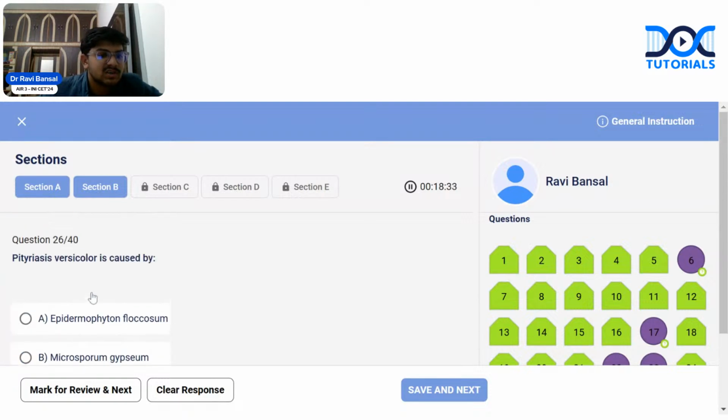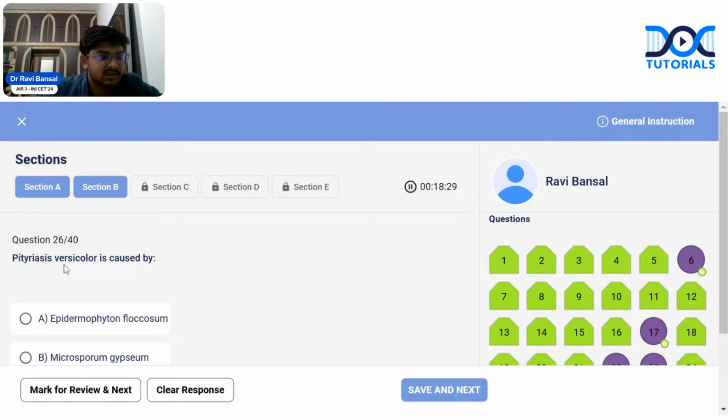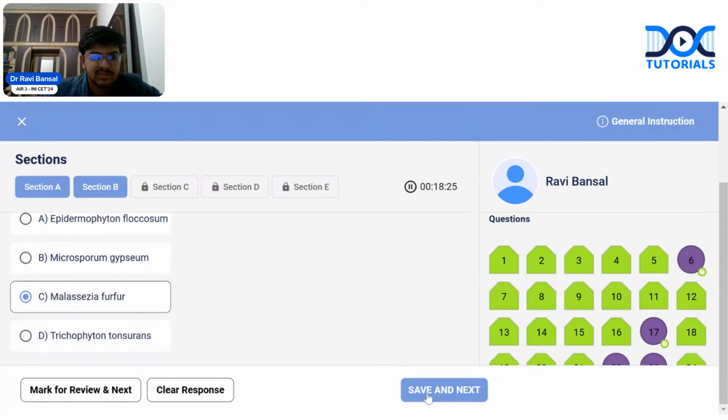So we can also do the question by ruling out. Microsporum, trichophyton, and epidermophyton are dermatophytes. They do not cause pityriasis versicolor. So Malassezia furfur will be the right answer.